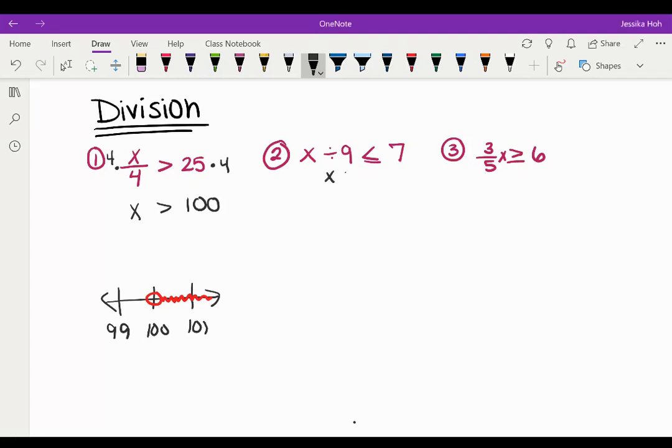Number 2, I have x divided by 9 is less than or equal to 7, so I'm going to multiply both sides by 9. This will just cross out, leaving me with x is less than or equal to 63. It's going to be a closed circle on 63, because it's including 63, and x is less than or equal to 63.